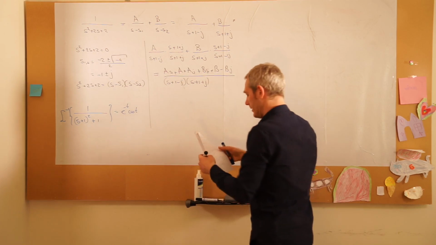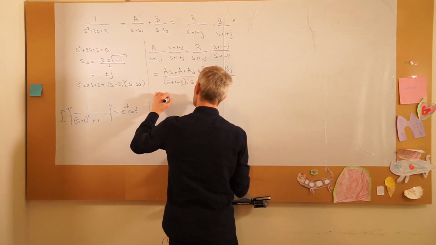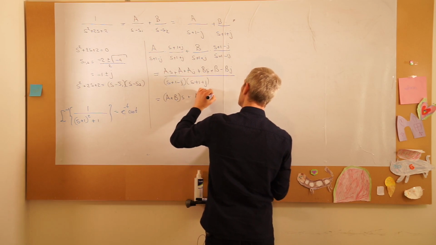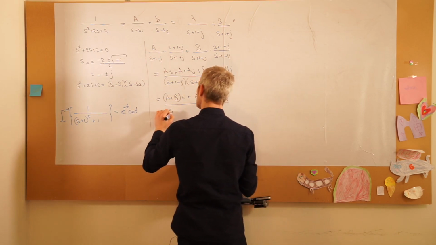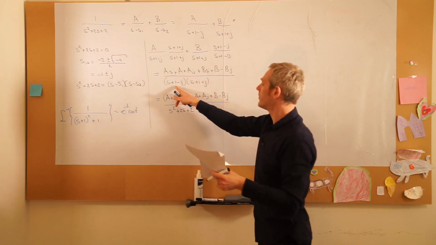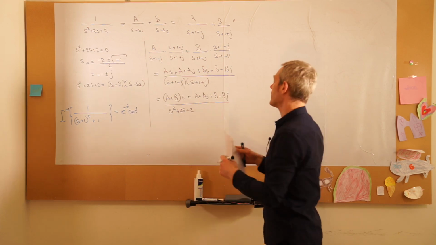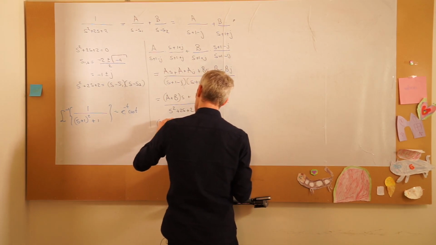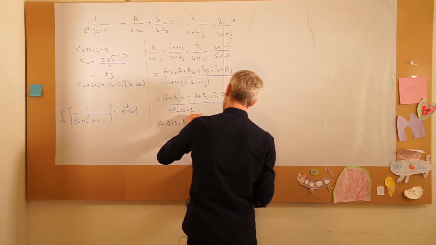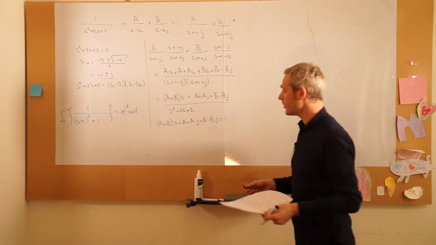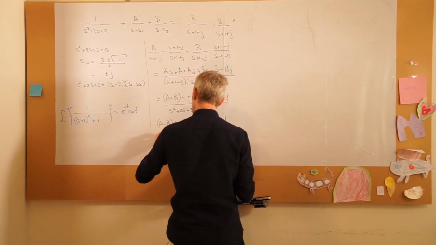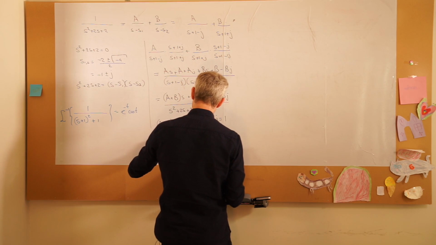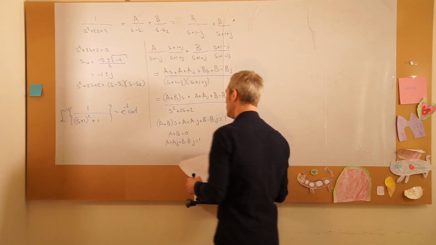So after this, I will rewrite it like this. We have a plus b times s plus a plus aj plus b minus b times j over s squared plus 2s plus 2. So this was just the factorization of this, so I can write it like this. Now this expression has to be equal to that. So we get a plus b times s plus a times j plus b minus b times j is equal to 1, which means the coefficient for s must be equal to 0. So a plus b is equal to 0. And we get a plus a times j plus b minus b times j is equal to 1.